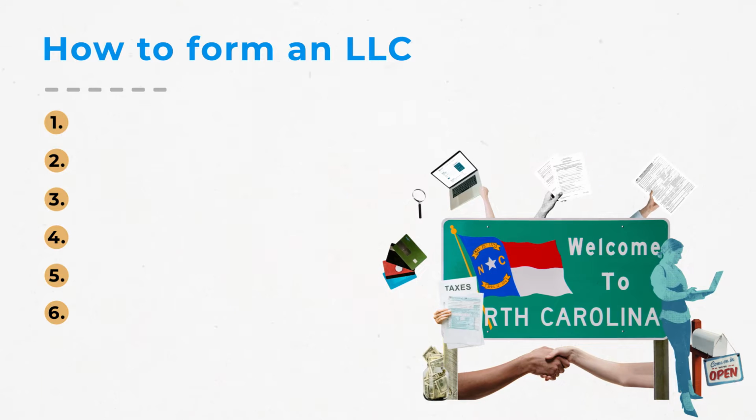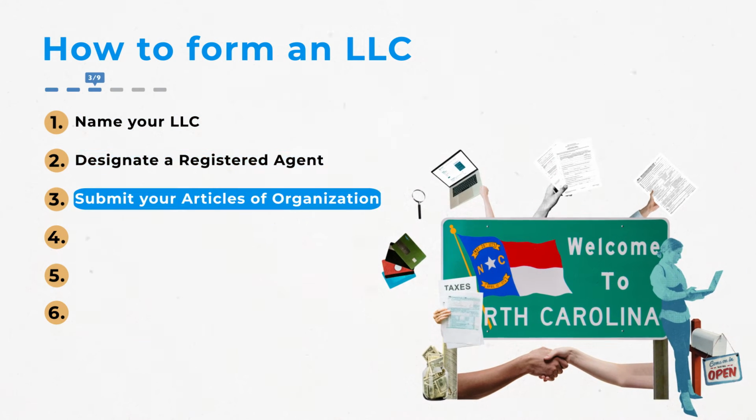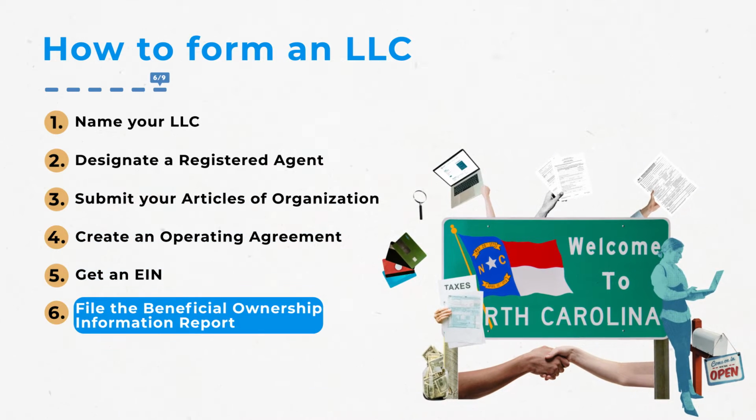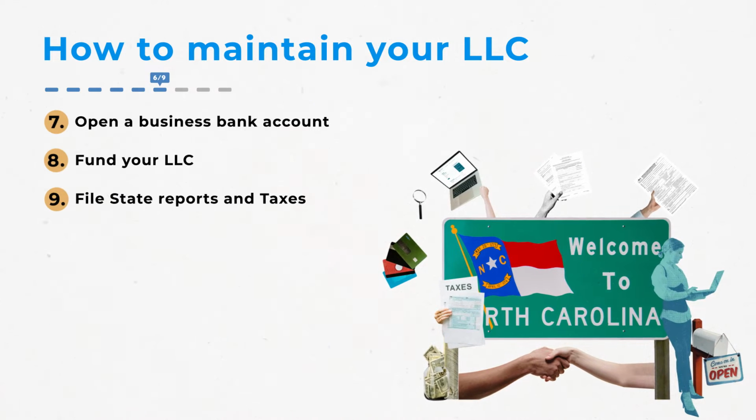Today, let's walk through what you need to know to form an LLC in North Carolina. There are 6 steps to starting your business: naming your LLC, designating a registered agent, submitting your articles of organization, writing an operating agreement, obtaining an EIN, and filing the beneficial ownership information report. We'll also cover 3 steps to maintaining your North Carolina LLC once you're up and running.